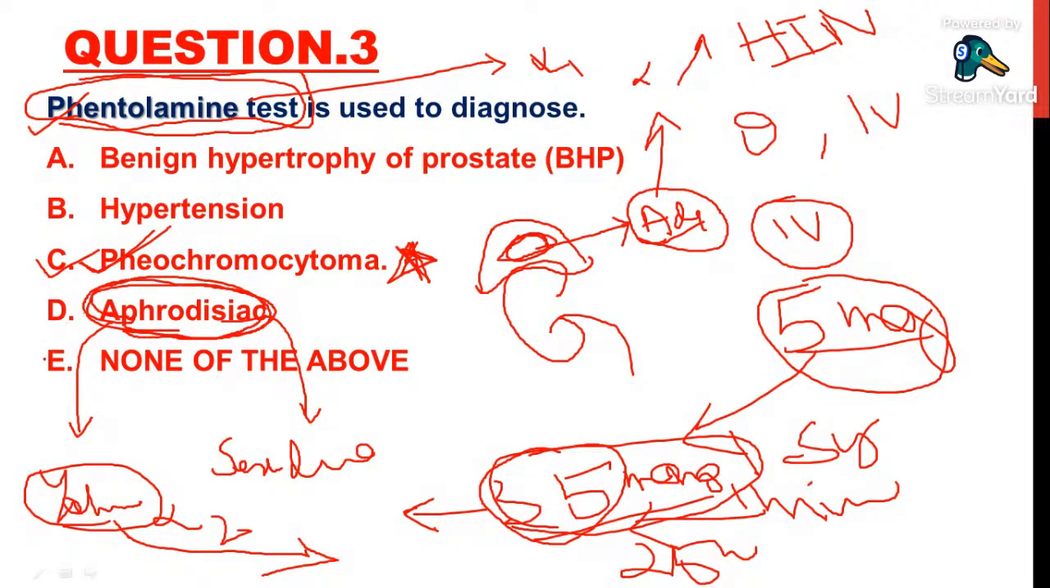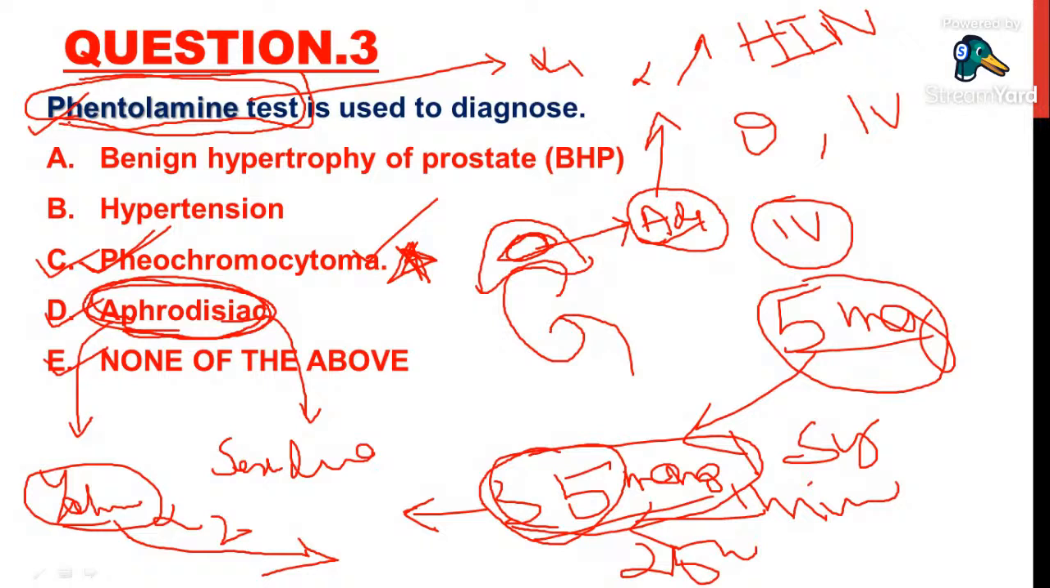So none of the above is wrong. Aphrodisiac activity is wrong. Pheochromocytoma is correct, because the phentolamine test is used to diagnose pheochromocytoma. Hypertension and benign prostatic hyperplasia have no role with the phentolamine test. So I think the third question is clear to you all.